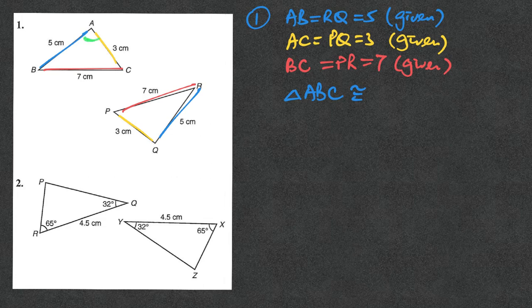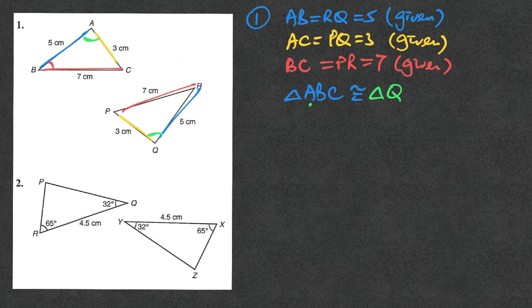Can you see that angle A is right between 5 and 3? Whereas between 5 and 3 in another triangle should be the Q. So that's why A, which is the first letter, should match with the first letter in the second triangle. Can you grasp the idea? If yes, let's try one more.